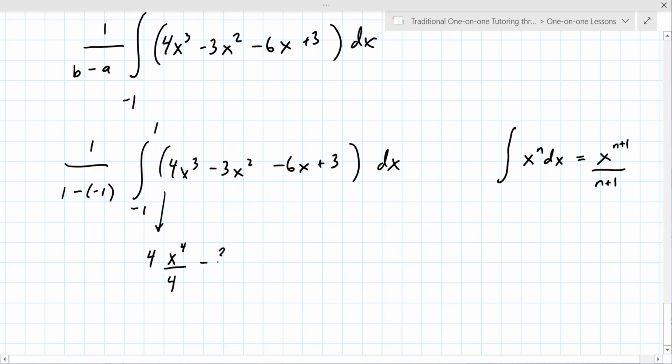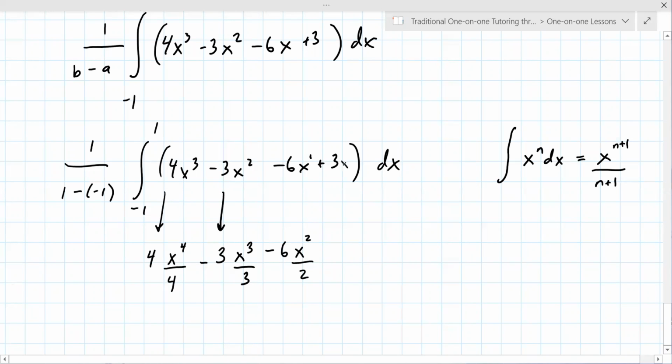Next one here, the 3 just comes down. You add 1 to the exponent, and then you divide by the new exponent. It doesn't always cancel, but in this case, the first two have. The exponent, when it's not written, is 1, as a reminder. So you're going to add 1 to that. That's 2 over 2.